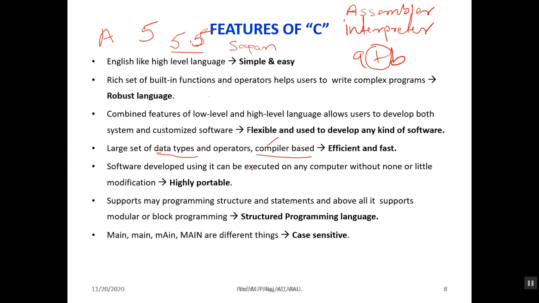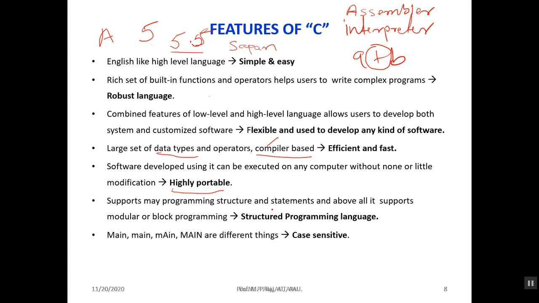Software developed using it can be executed on any computer with none or little modification. So it is highly portable. If I have developed a program in C, then I can run it on a computer which doesn't have C in it. And I can run it on any kind of PC having the same operating system, provided it has the same operating system. It is not OS portable, you can say, or hardware compatible. Hardware portability is not provided, so it is highly portable provided that the operating system is the same.